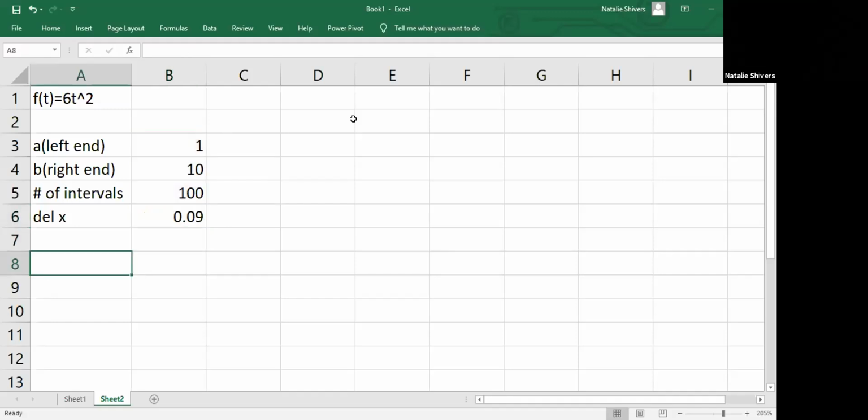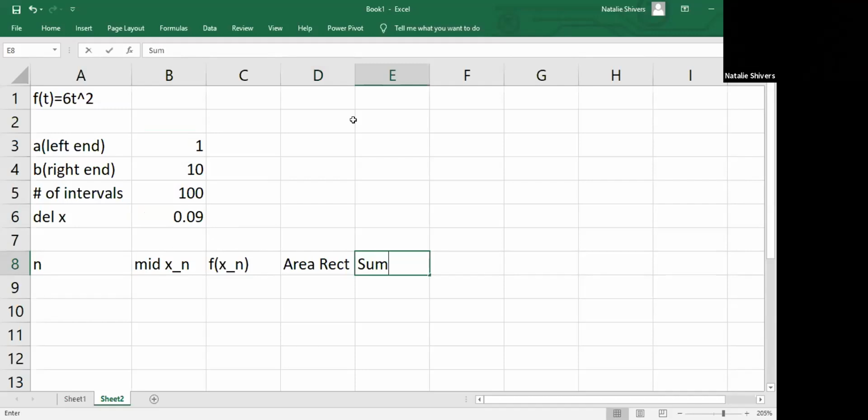Okay, so then we're going to do n. This time I like to rewrite it as mid x sub n to remind myself I need to change my formula. F of x sub n or f of x, however you want to put it in there. Or f of mid x sub n, however. The area of the rectangle and the sum of the area. So I only change one title, and that's the only place I'm going to change it.